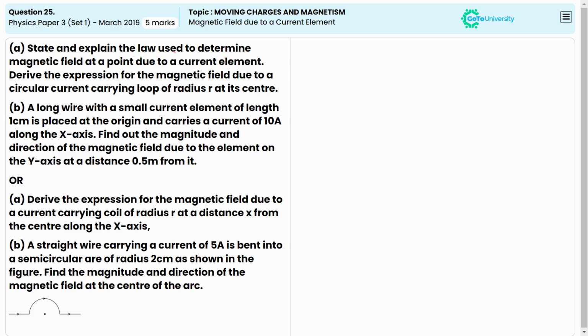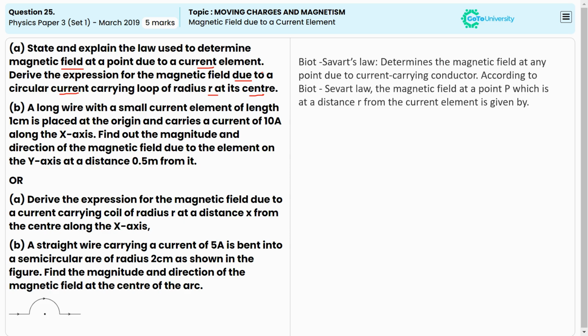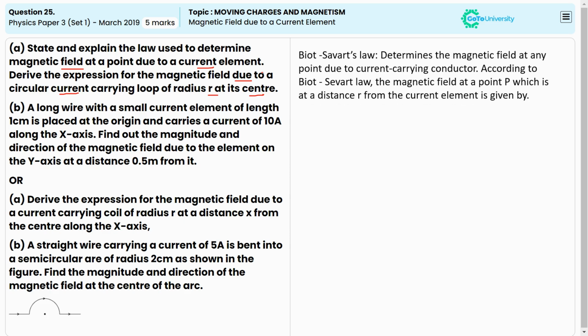State and explain the law used to determine magnetic field at a point due to a current element. Derive the expression for the magnetic field due to a circular current carrying loop of radius r at its center. Okay. Now first we will see the definition, that is the Biot-Savart law we are going to use here.